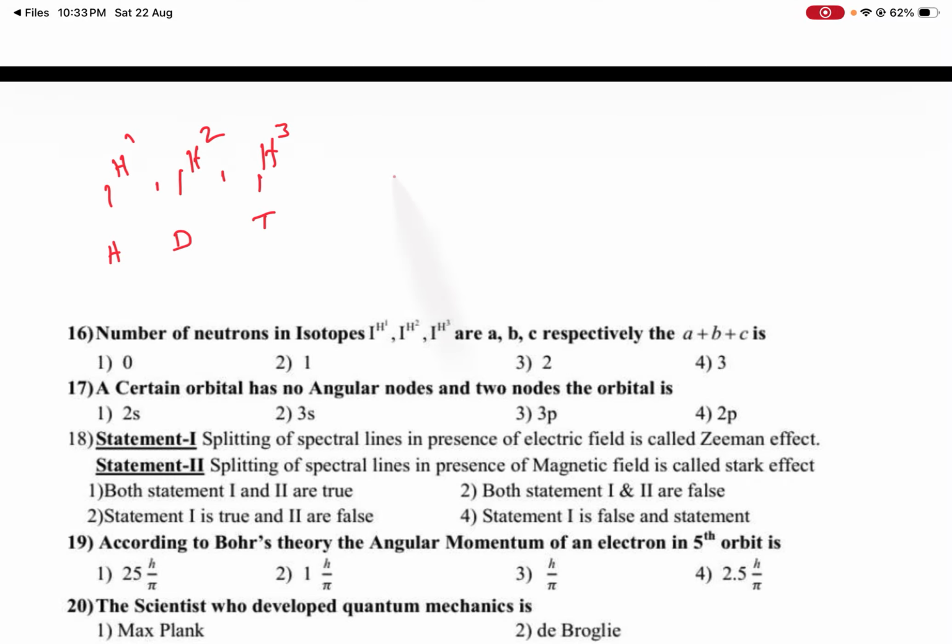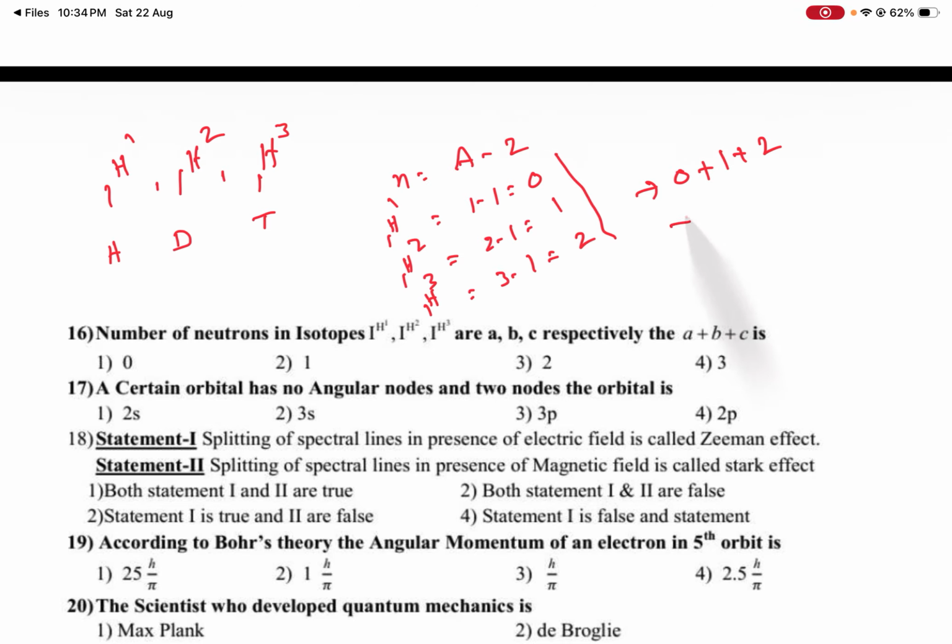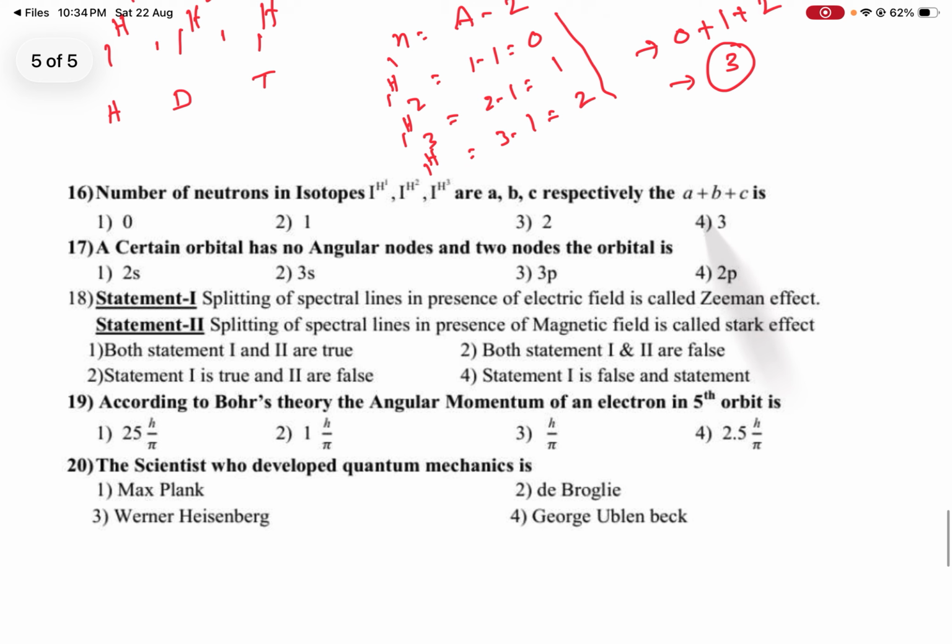Here the formula for number of neutrons is N is equal to A minus Z. In the first case, for 1H1, number of neutrons equal to 1 minus 1 equal to 0. For 1H2, number of neutrons equal to 2 minus 1 is equal to 1. For 1H3, tritium, 3 minus 1, this is equal to 2. Total neutrons equal to 0 plus 1 plus 2, so total equal to 3 neutrons. So option first one 0, second one 1, third one 2, fourth one 3. So the fourth one, 3, is the correct one.